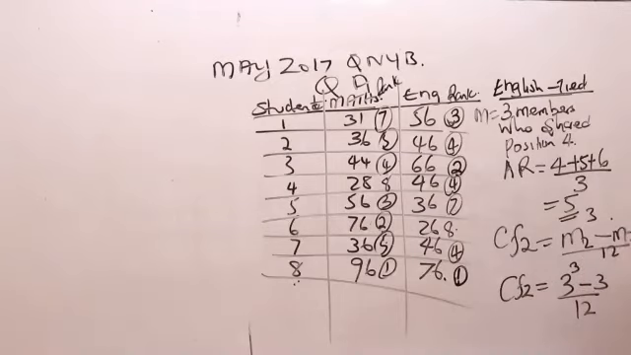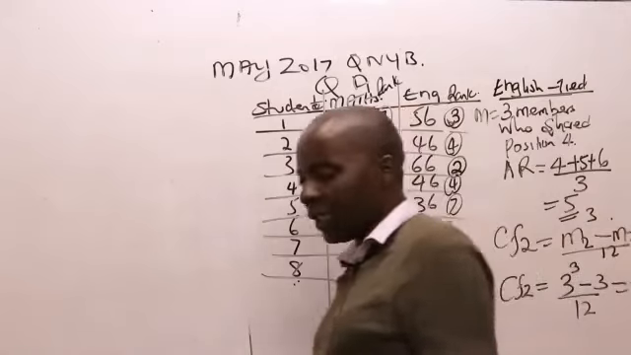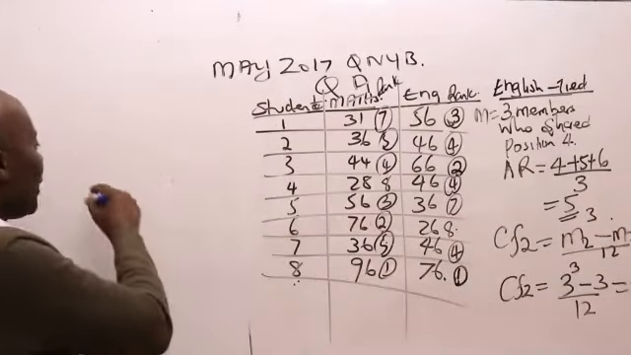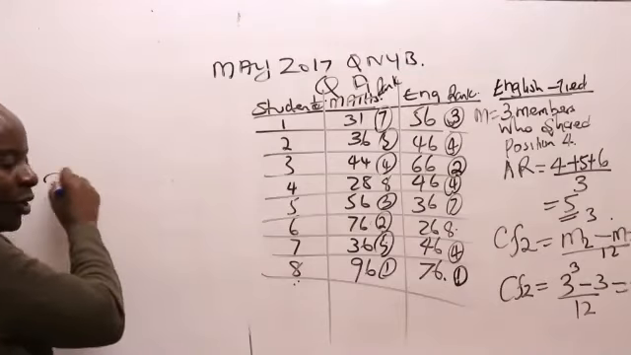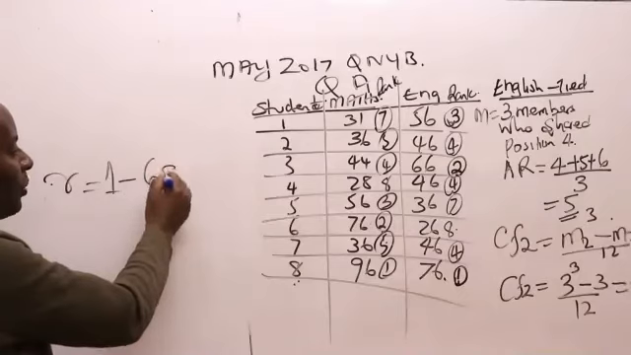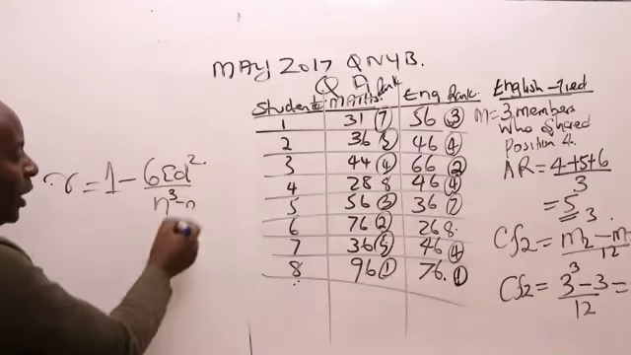So 3 cubed minus 3, divided by 12. Somebody is giving me a figure of 2. Thank you very much. Now, ladies and gentlemen, the moment I have that, I will come straight away here and give them my formula for R. So my R here will be equal to, as usual, 1 minus 6 summation of d squared all over n cubed minus n.